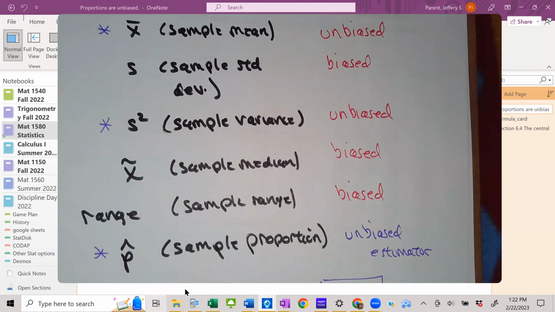All right, good deal. Let's give it a rest here for section 6.3.